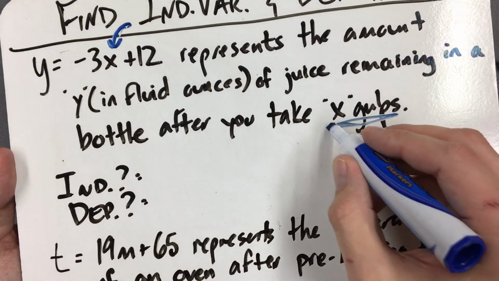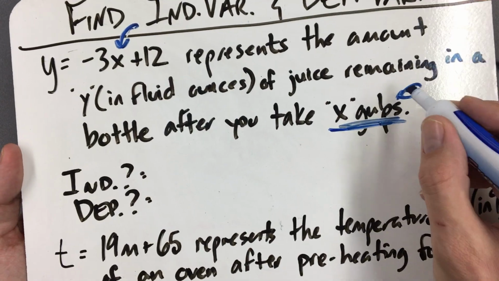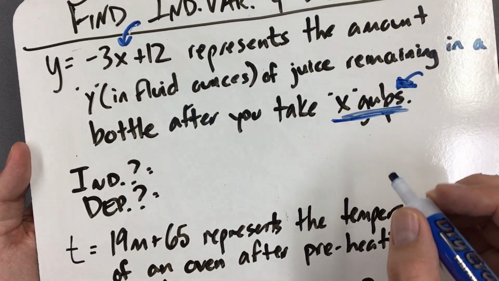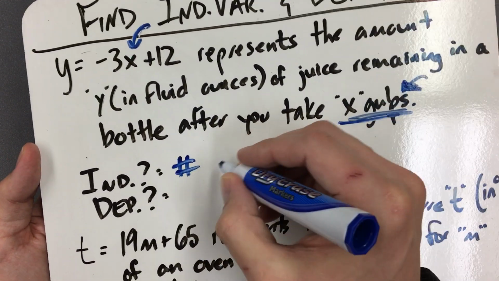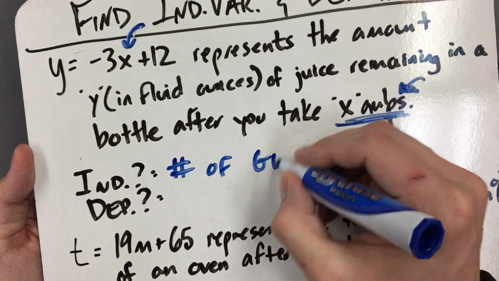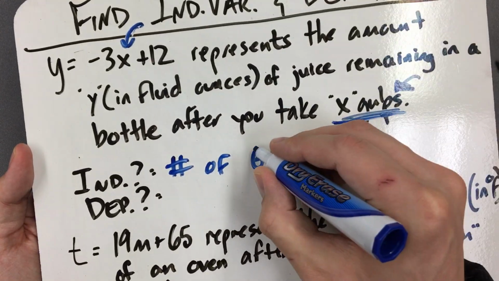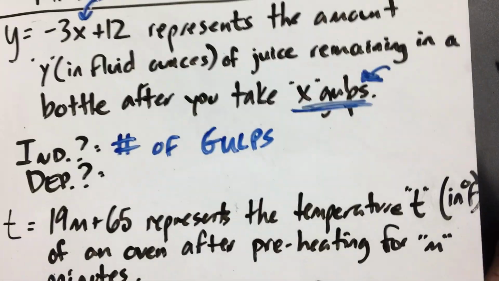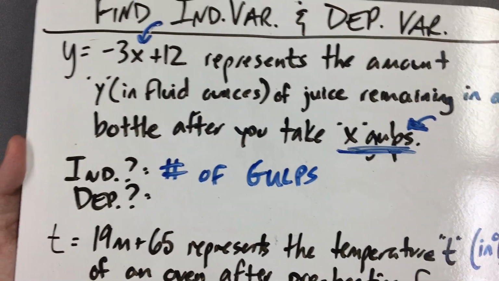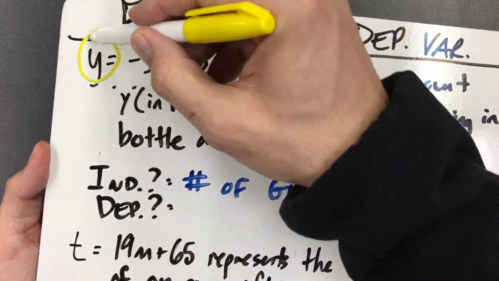So the independent variable is this, right? Not just the x. What does x represent? The x represents the number of gulps or the number of drinks that you're taking out of this bottle of juice or something. And then the dependent variable is going to be the range. It's going to be the answer. It's going to be the y-coordinate.